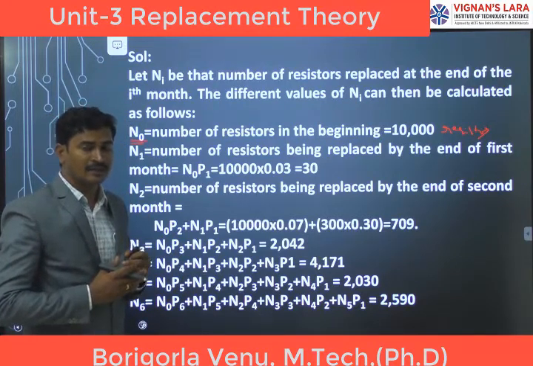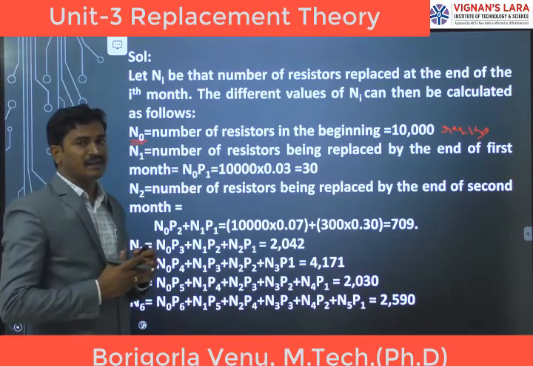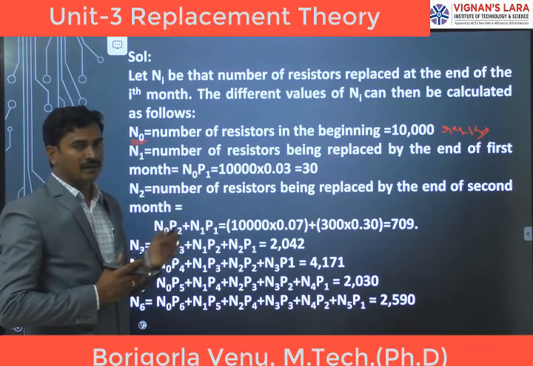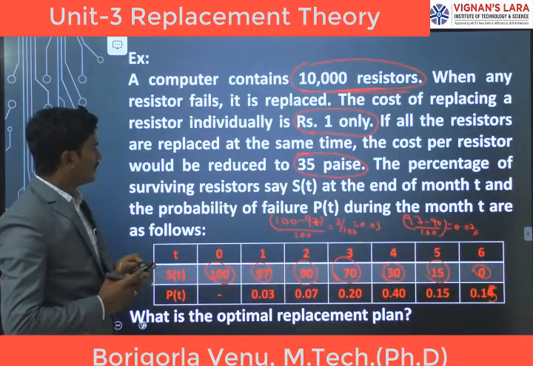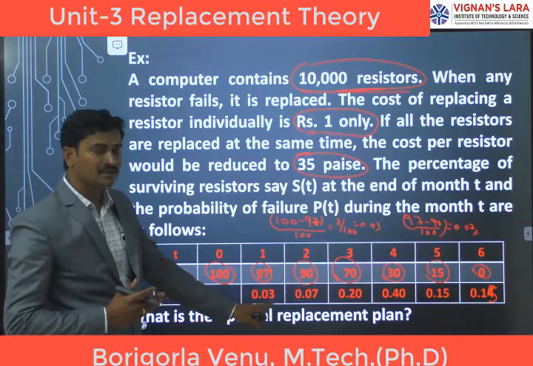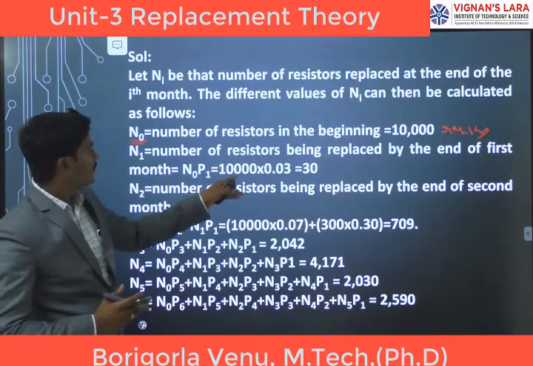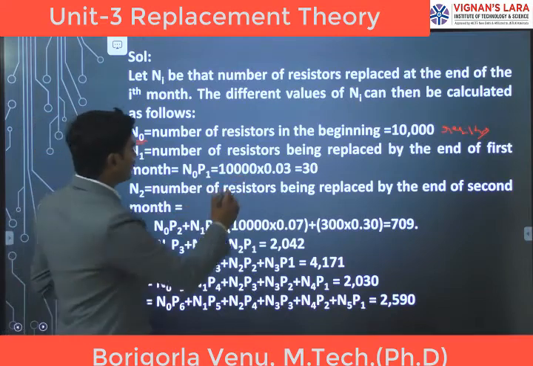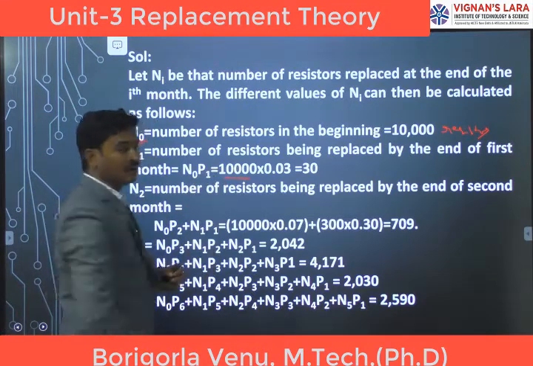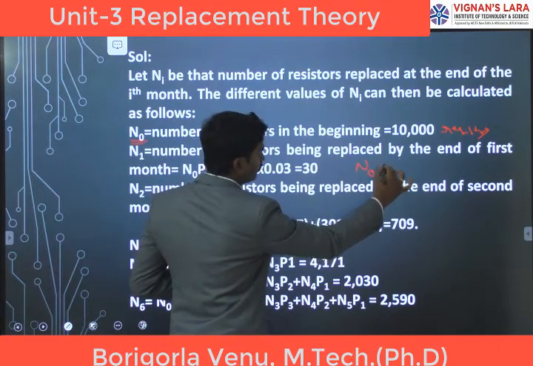First we have to calculate, and based on that we are going to replace those resistors individually. At the first month, what is given? The failure probability factor is 0.03. In total, how many resistors are there? 10,000. That is N0 into P1. At the first month, the formula is N0 P1.